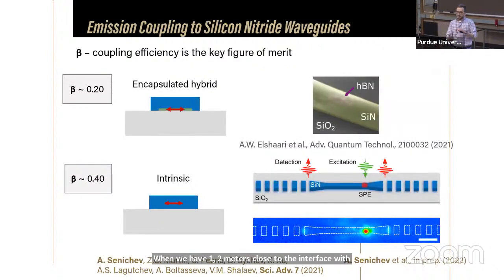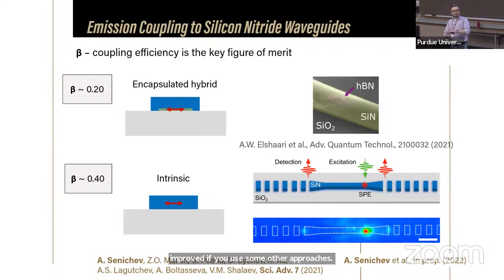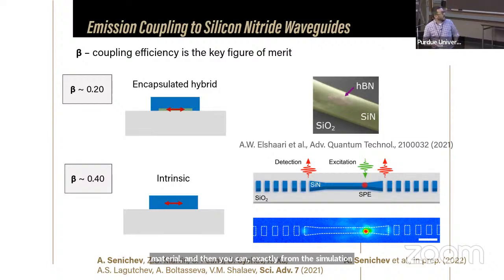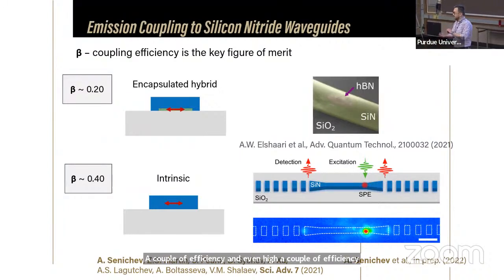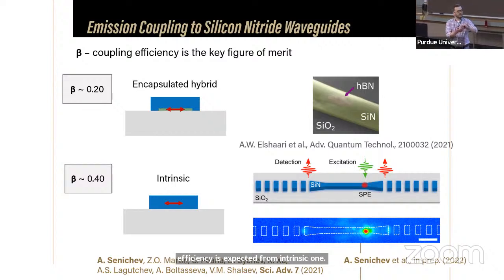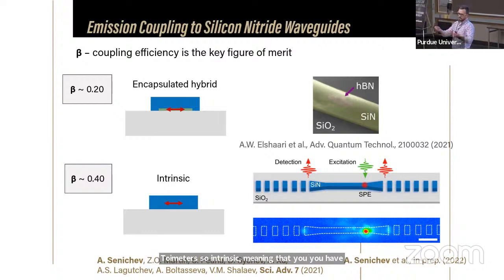The coupling efficiency can be further improved if you use some other approaches, for example, encapsulation. You can encapsulate material hosting quantum emitters into the waveguide material, and then you can expect from the simulation up to 20% coupling efficiency. And even higher coupling efficiency is expected from intrinsic quantum emitters, meaning that you have emitters in the material that you use for the fabrication of waveguides.